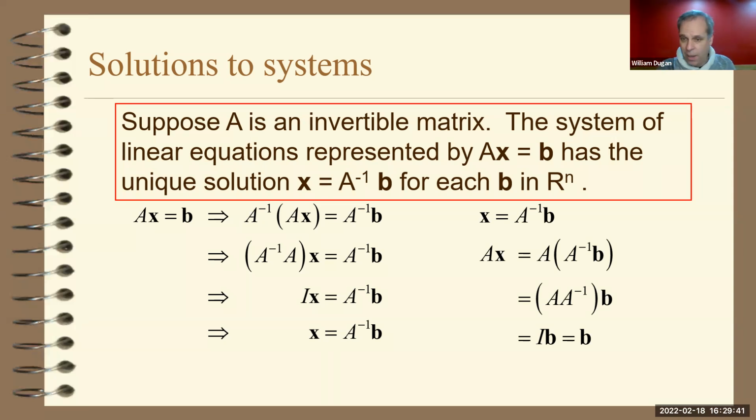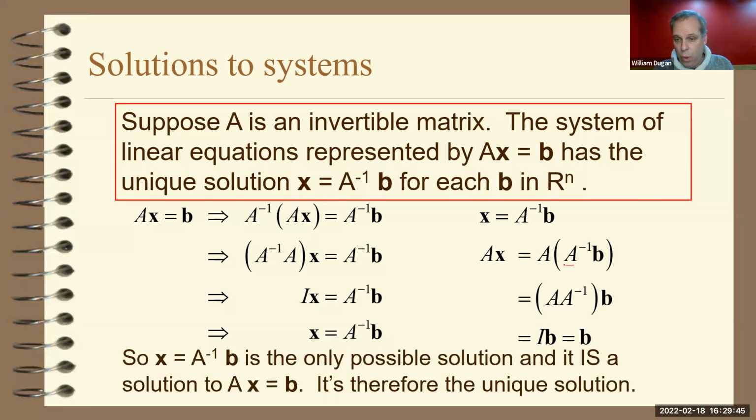You would then have A times X. Just replace the X with what X equals. Then by reassociating, you get the identity matrix times B, and that's B. So that means X equals A inverse times B is the only possible solution, and it is a solution. Therefore, it's the unique solution. That's it. That allows you to solve systems if you only have the inverse.